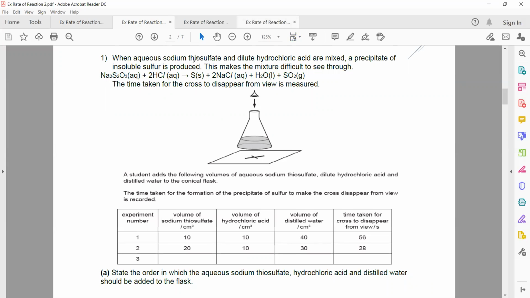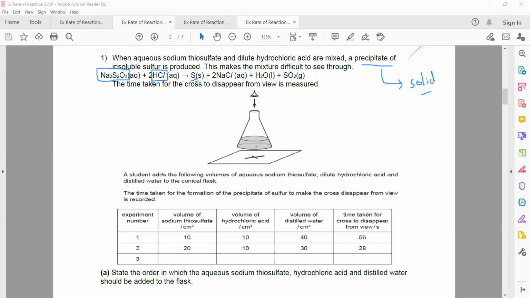In a question, when aqueous sodium thiosulfate and dilute hydrochloric acid are mixed, a precipitate forms. A precipitate means when you mix two solutions, a solid is formed. If a solid is formed, this solid is known as a precipitate. So when sodium thiosulfate, Na2S2O3, and hydrochloric acid, HCl, mix with each other, this results in the formation of a precipitate. Precipitate, again, means a solid which is formed by mixing two solutions. So sulfur solid is formed.